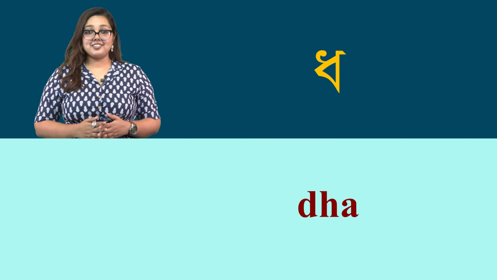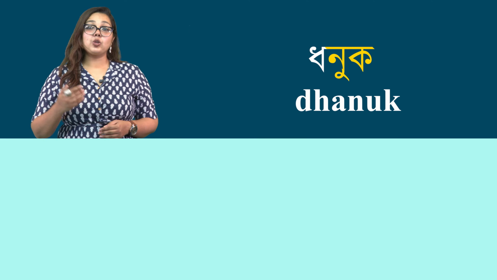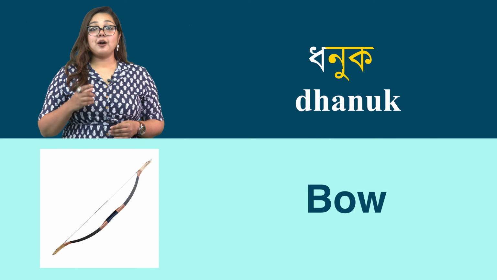The next letter is Dh. It is representing the voiced aspirated dental plosive sound. There is an ordho matra above the letter. This letter can occur word initially like dhonuk, which means a bow.